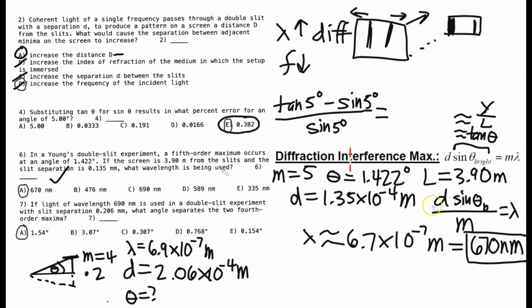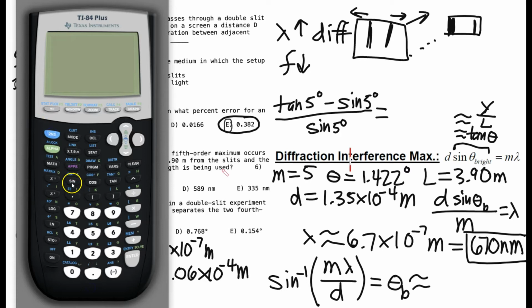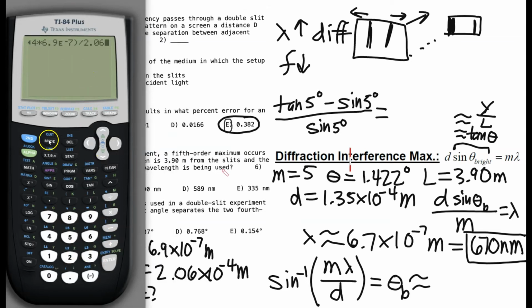I think we can come back to this equation from before, this time solving for the angle by saying m lambda over D, and then taking the inverse sine should give us theta bright. And remember, we have to double it at the end. Let's see, inverse sine of, these are fourth order so m is 4, so it's 4 times lambda, 6.9 times 10 to the minus 7th power, divided by D, which was 2.06 times 10 to the minus 4. Close off the parentheses.